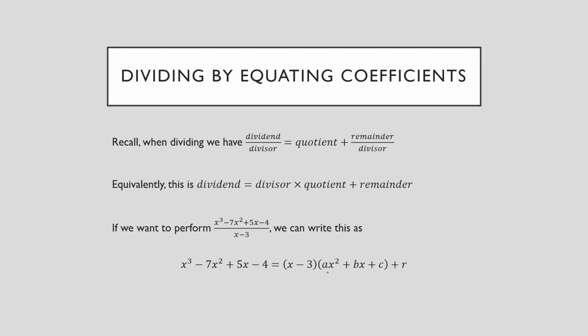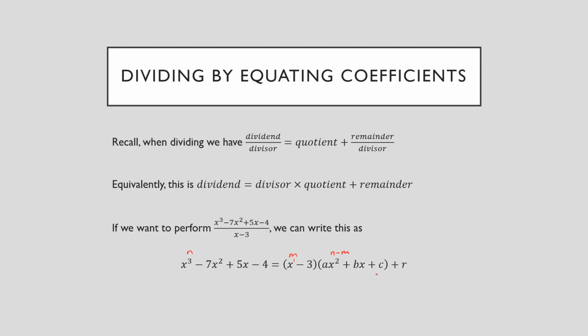How do I know that this polynomial here is going to be a quadratic, or have a degree of 2? Well, at the end of the previous video, I said that if you divide a polynomial of degree n by a polynomial of degree m, the polynomial that you end up with will have a degree of n minus m. In this case, n is 3, m is 1, and 3 minus 1 gives you 2. So I know that my answer will have the form of a quadratic.